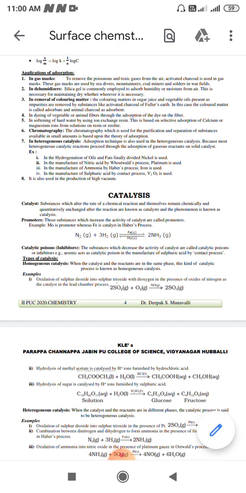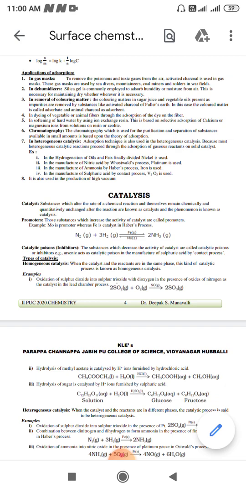Along with this, we have studied adsorption in solution phase. For that also we have applied the adsorption isotherm, and finally we completed that subtopic with the applications of adsorption, which I covered in the last class.